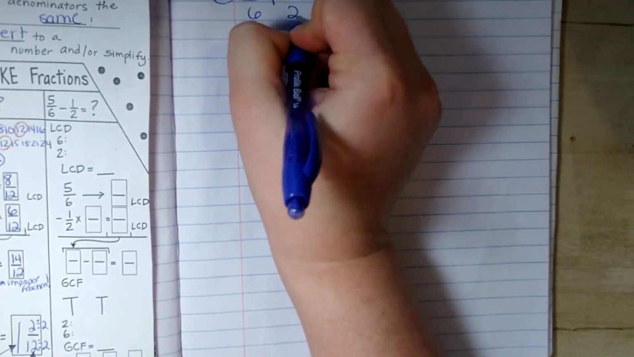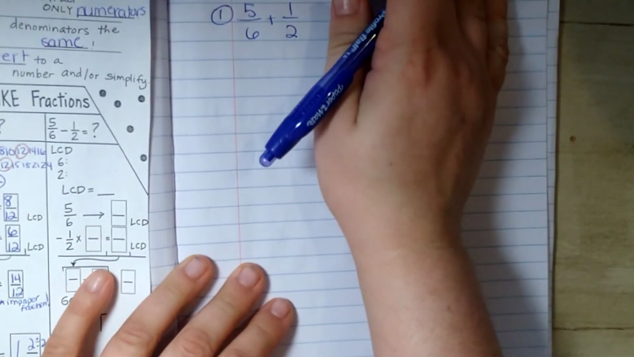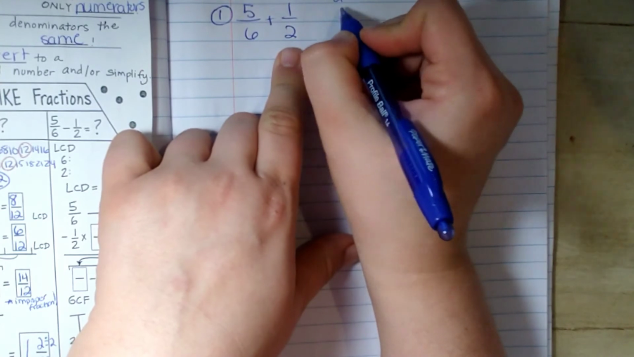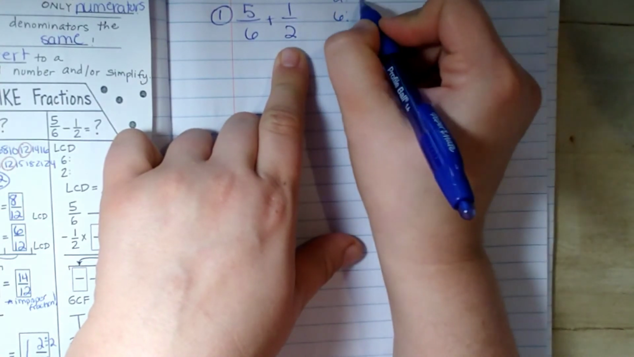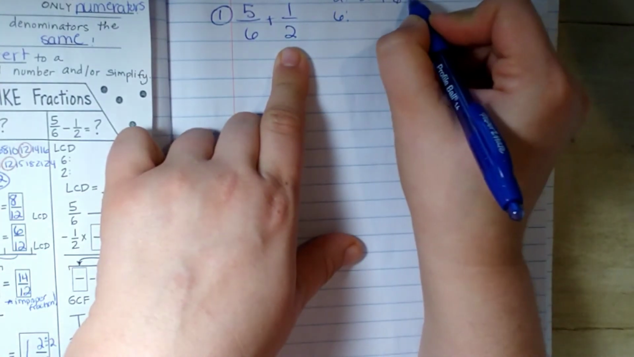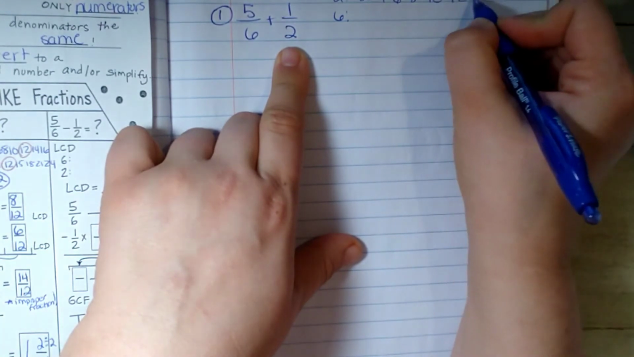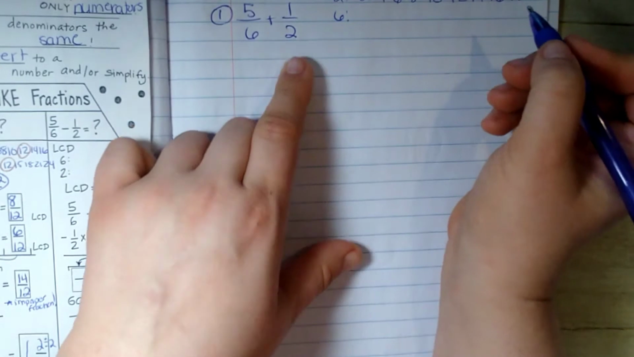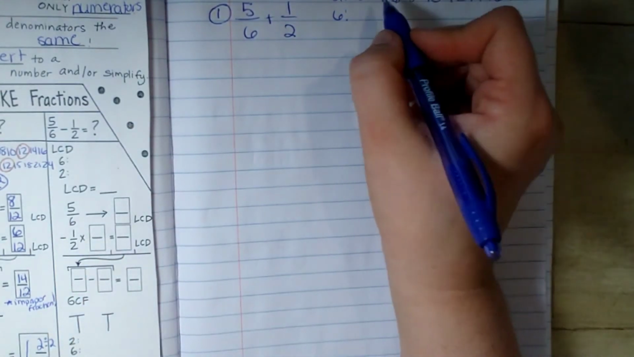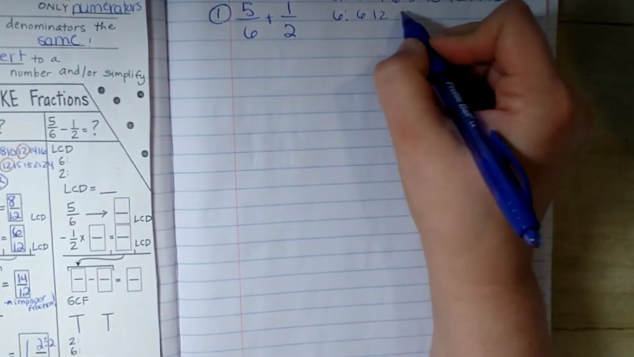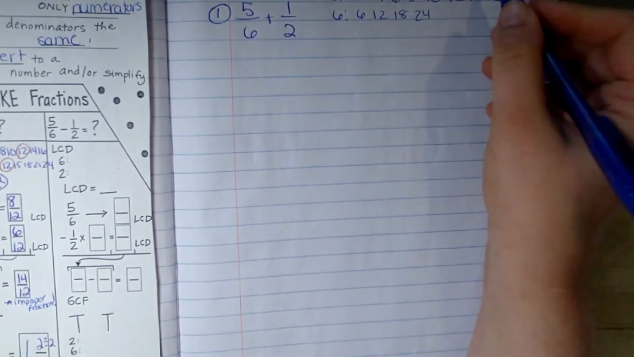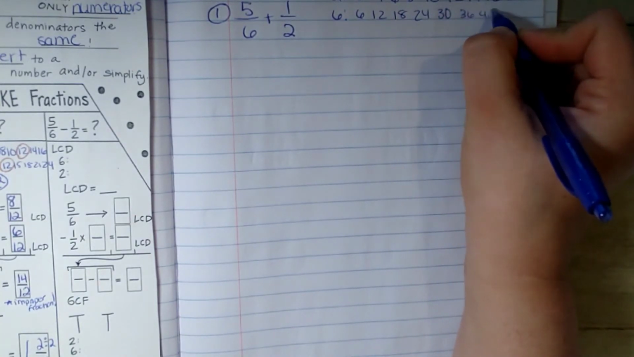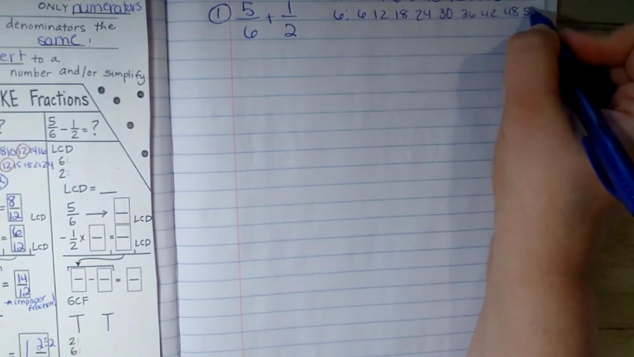We're going to do 5/6 plus 1/2. Okay. My first step would be to find the common denominators. So I'm going to go 2 and 6. 2, 4, 6, 8, 10, 12. I usually keep going until I run out of room. Okay, and I might have to keep going if I don't find anything that they have in common. Then I'm going to go 6, 12, 18, 24, 30, 36, 42, 48, 54.